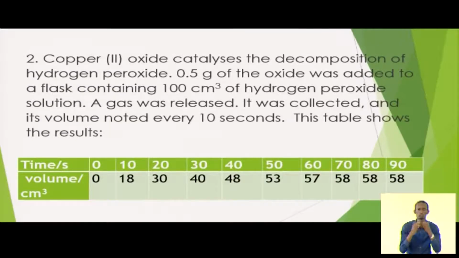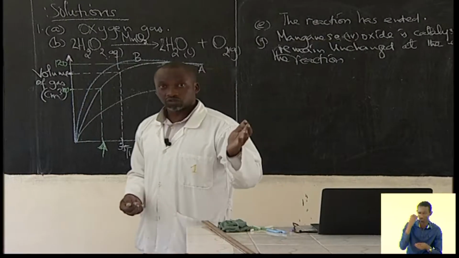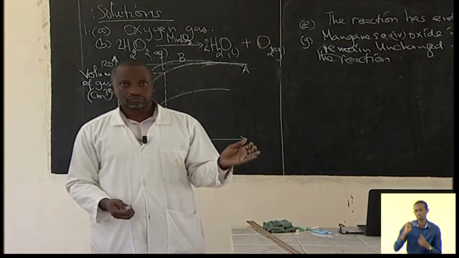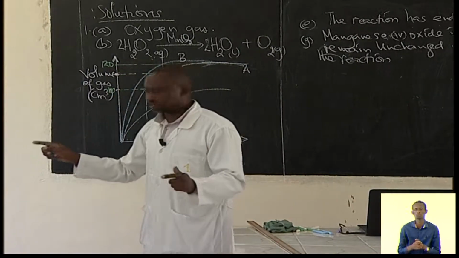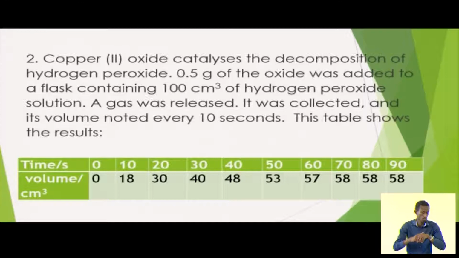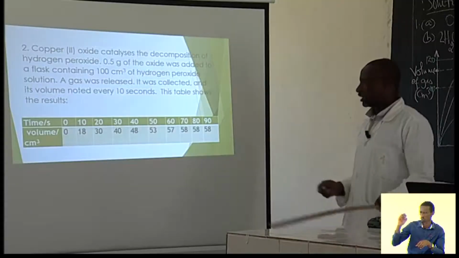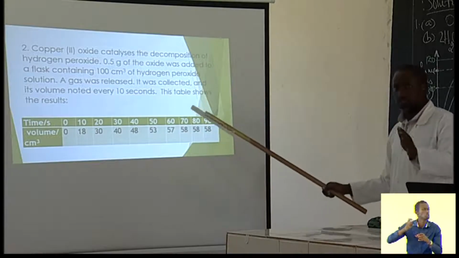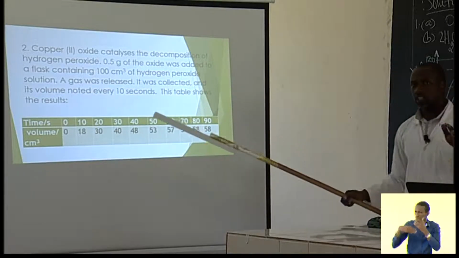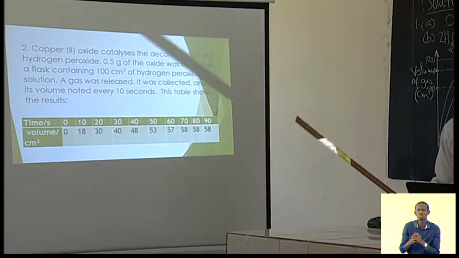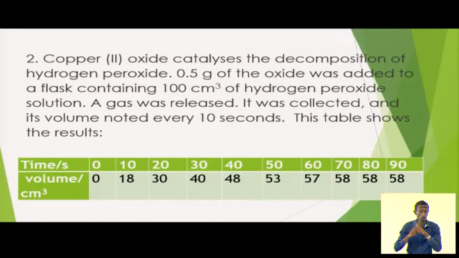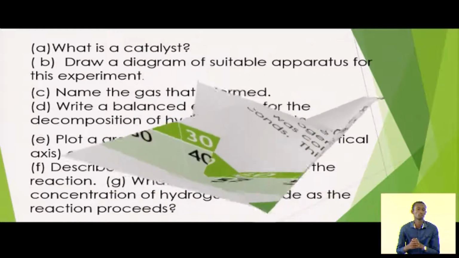What does it show? So the values should give you the idea of how the graph looks. As time increases, you see the volume of the gas is also increasing. But reaching somewhere around 70, as time increases, the volume of the gas remains constant. What does that mean? So it should give you the idea.